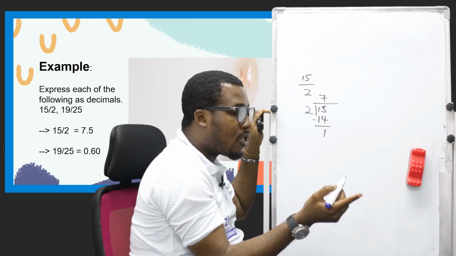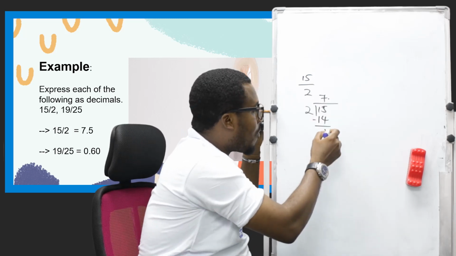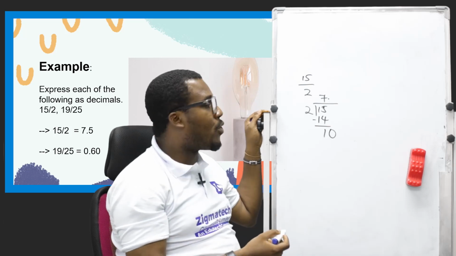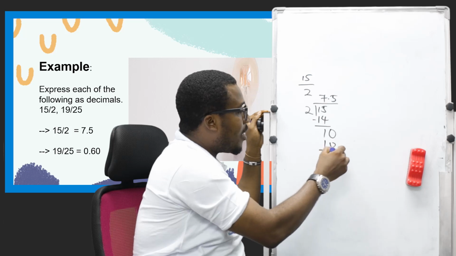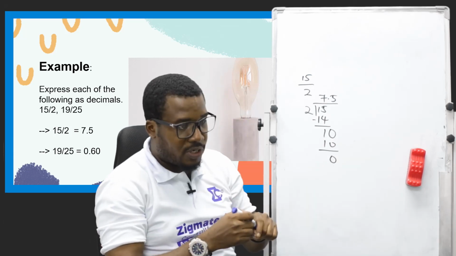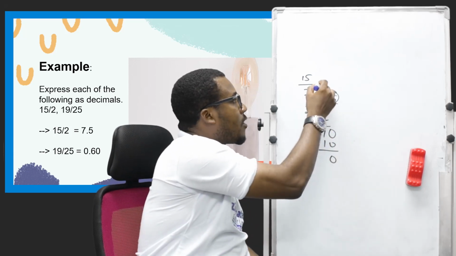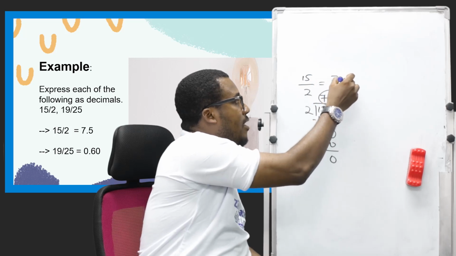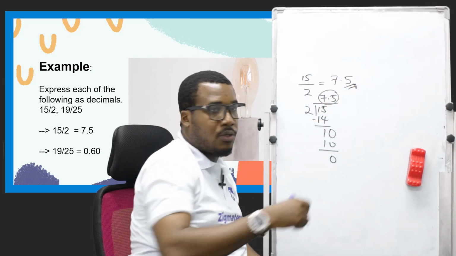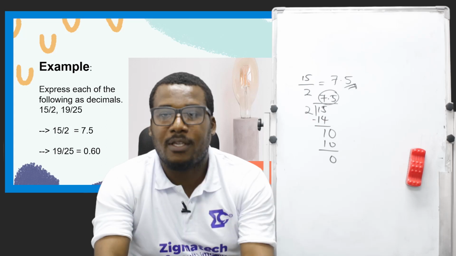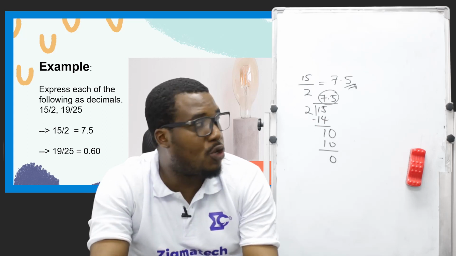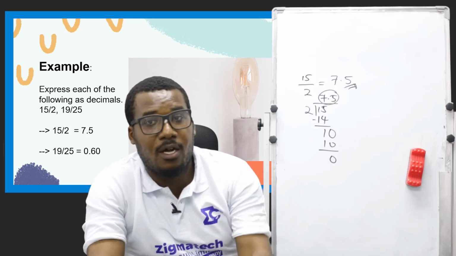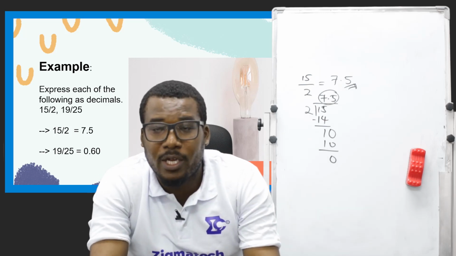2 into 1, 2 is a greater number, cannot work. You put your decimal point and you put your 0. 2 into 10 will give you 5. 5 times 2 is 10. Your remainder is 0, and your quotient is 7.5. Thus, 15 divided by 2 is equal to 7.5. In this case, we have been able to break 15 over 2 into a decimal number.